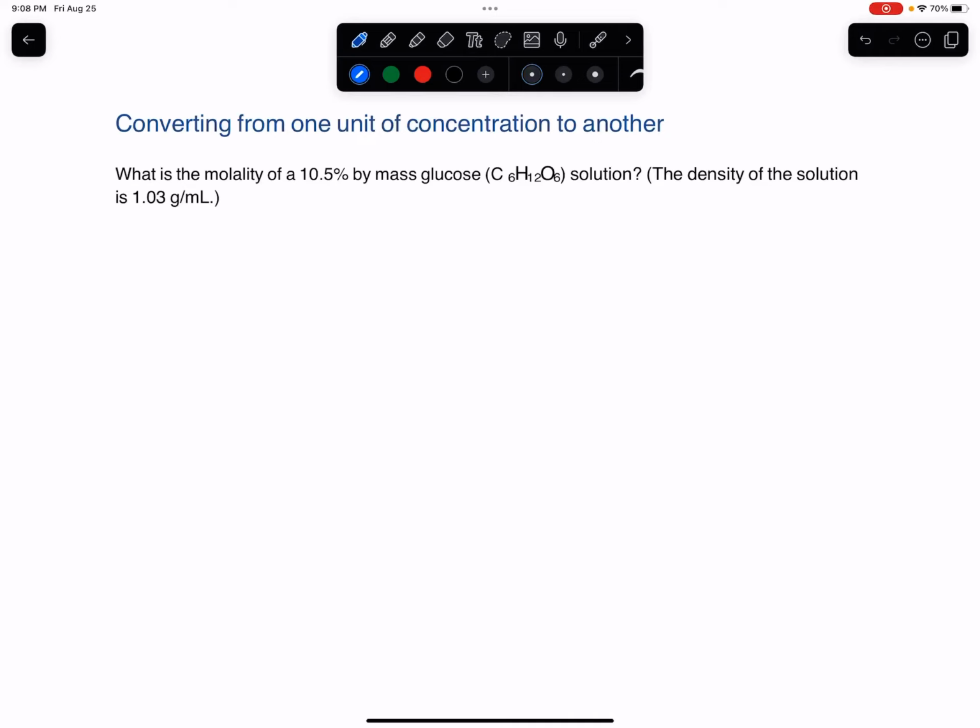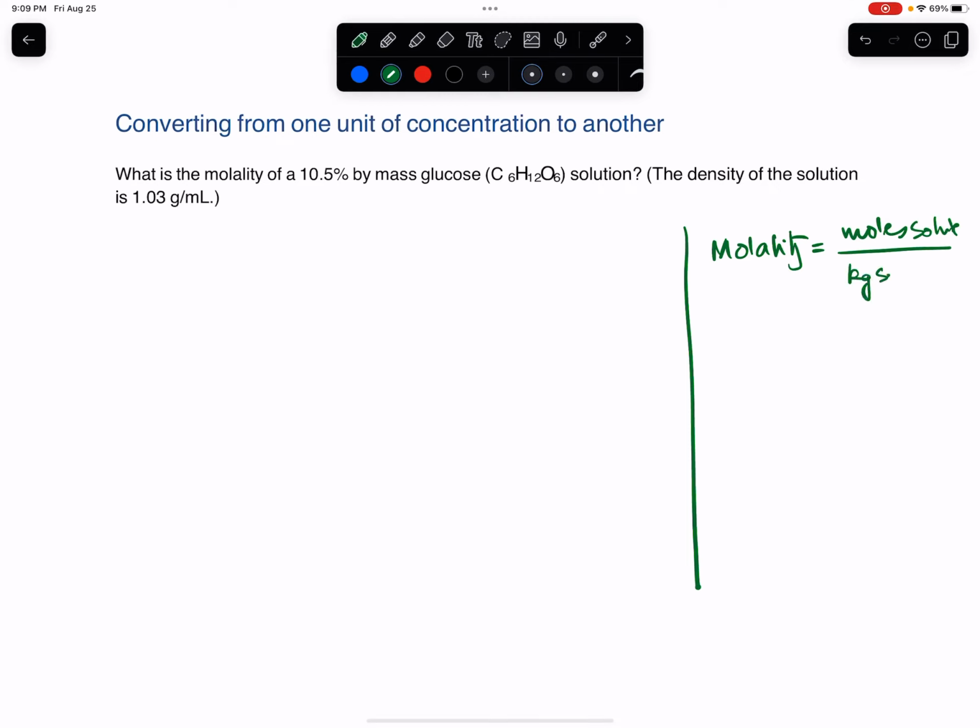So in this problem, we're going to take a look at how to convert from percent mass to molality. Okay, so for reference, molality is equal to moles of solute over kilograms of solvent. So the first step is to figure out how to convert the percentage by mass to moles and then to kilograms.